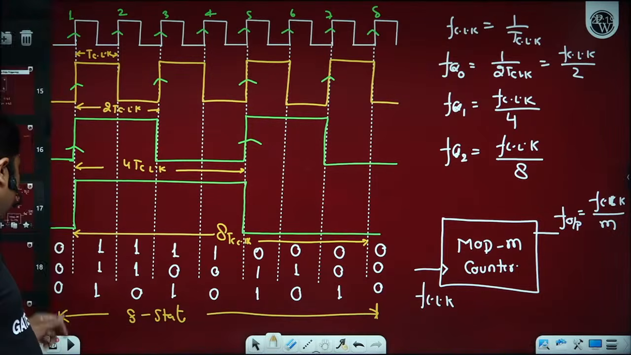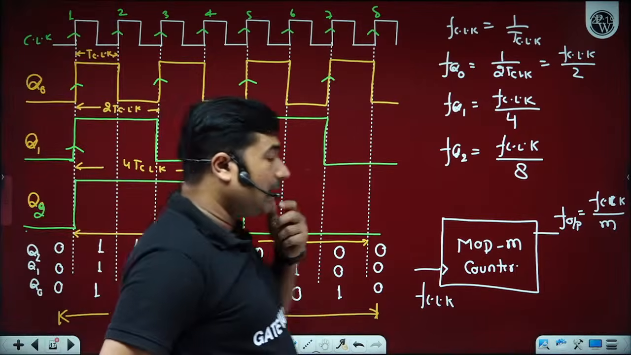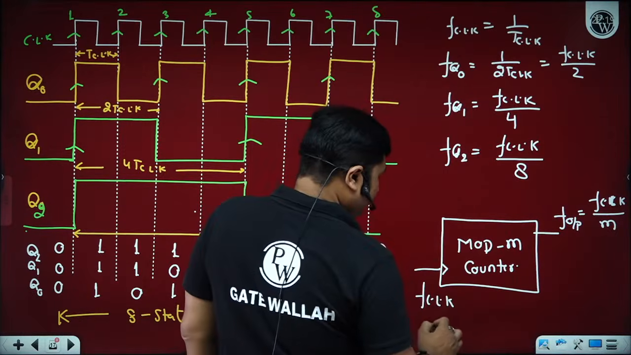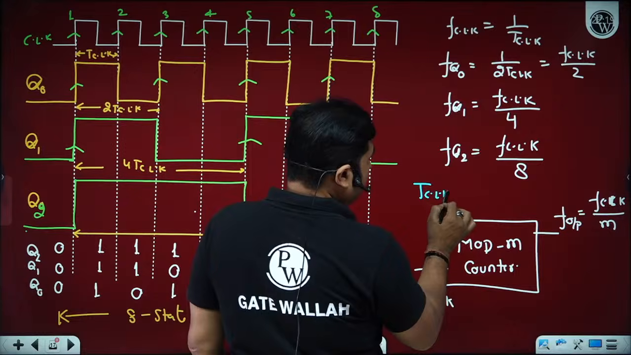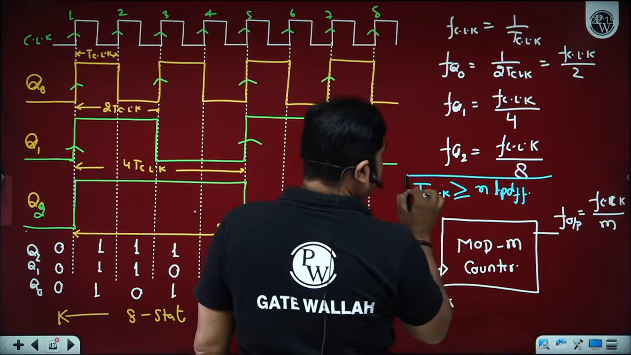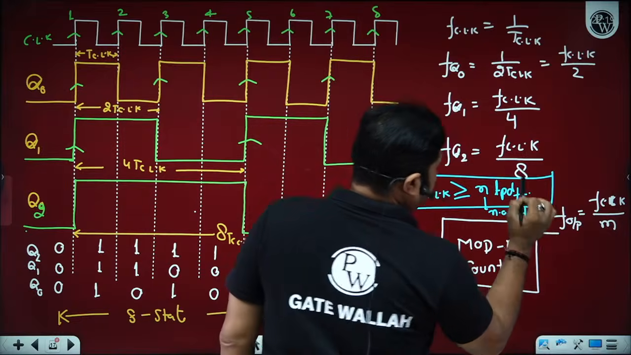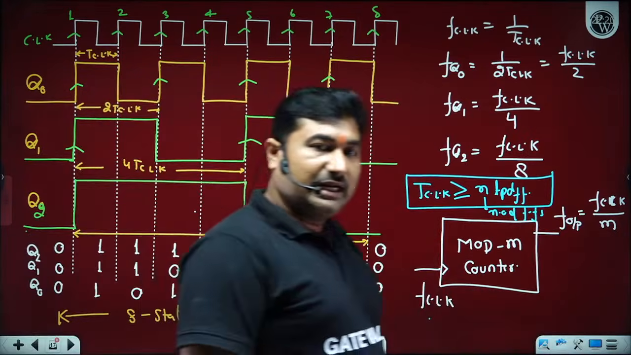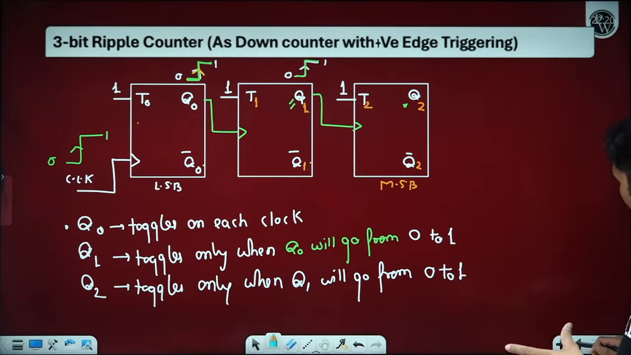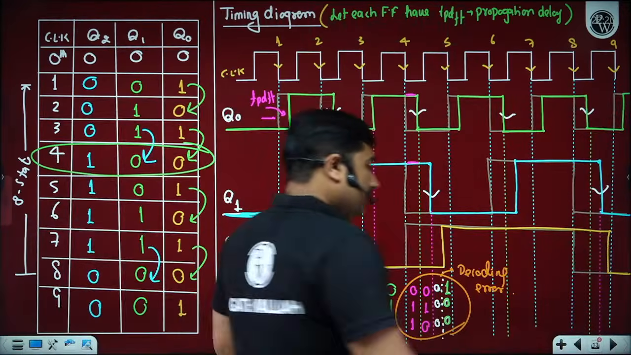Great, sir. So now all of you are able to understand the ripple counter. For satisfactory operation of the circuitry, your TCLK must be greater than or equal to N times tpd of the flip-flop, where N is the number of flip-flops. Is it okay? Please let me know by writing in the comment section. Hoping all of you now understand the ripple counter in a proper way.